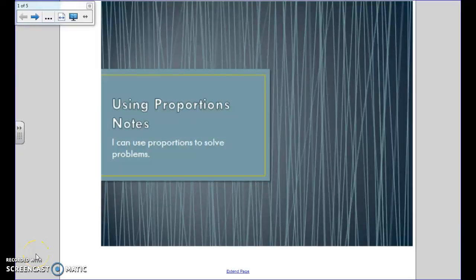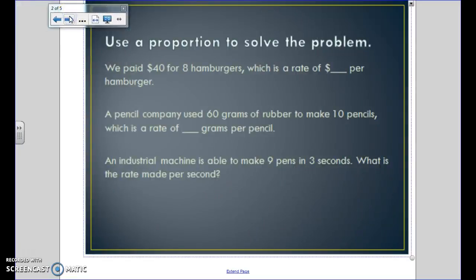This is Mr. Gillum, and today we're going to use proportions to solve our word problems. And the word problems that we're going to solve are the same word problems that we did when we were talking about rates and unit rate. If you remember, the rate is just a comparison of two different quantities, and a unit rate is how much of something per one of another.